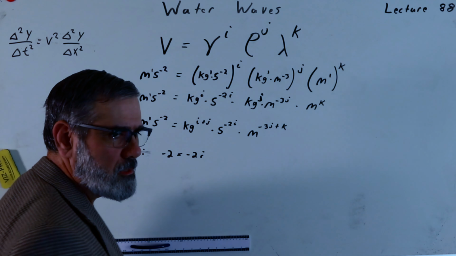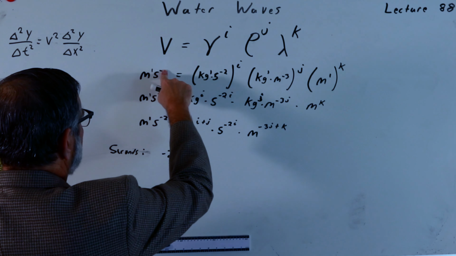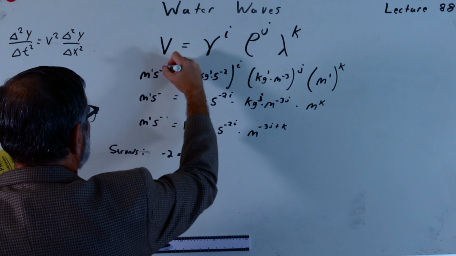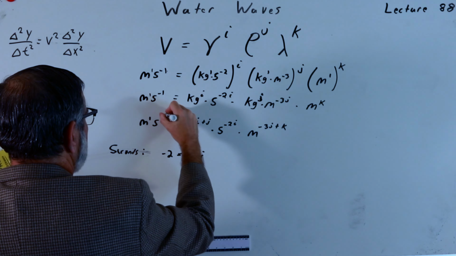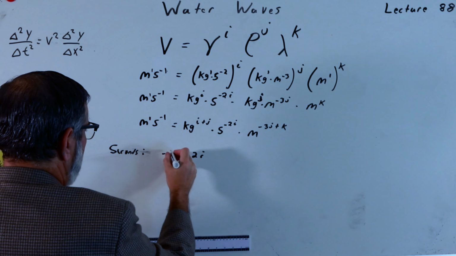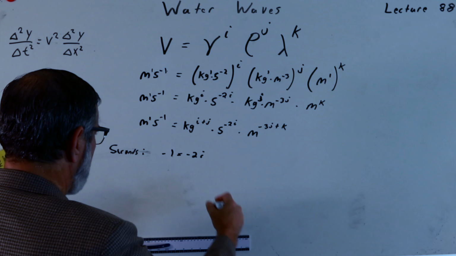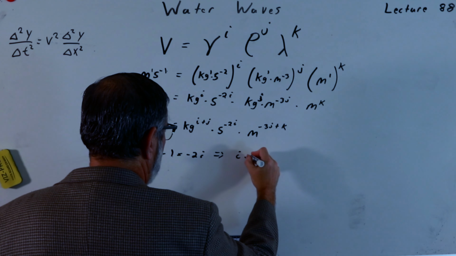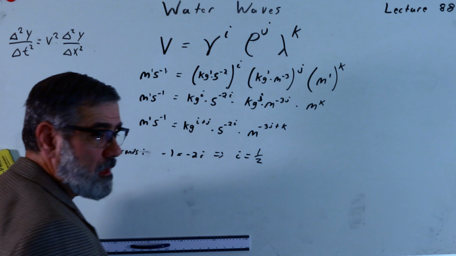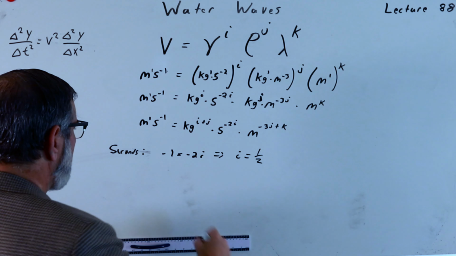Of course, I was confused. This is supposed to be minus 1. This is velocity, meters per second, right? Meters per second. All right, that clears up the confusion. So minus 1 equals minus 2I, right? Yeah. Well, that means that I is equal to 1/2, yes? Okay, so we have I. Let's see what else we can get.